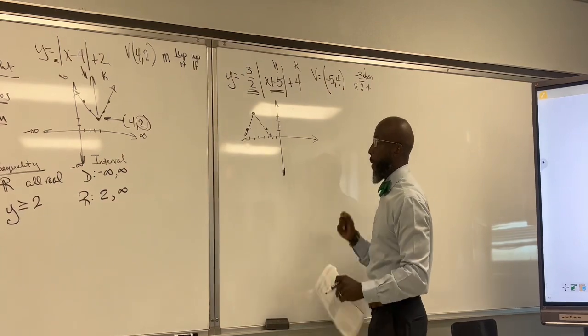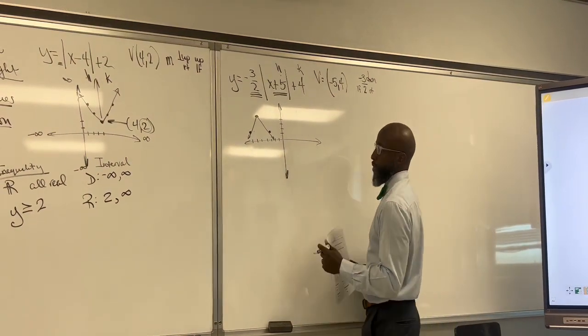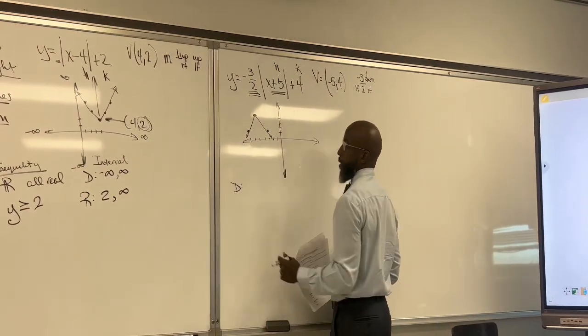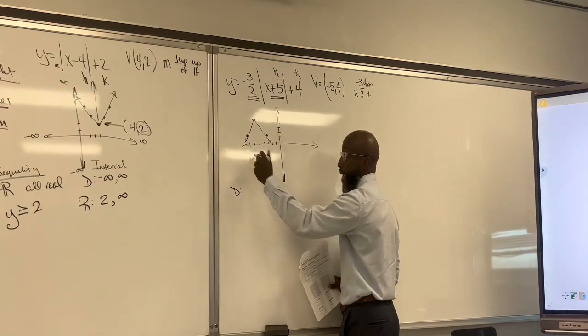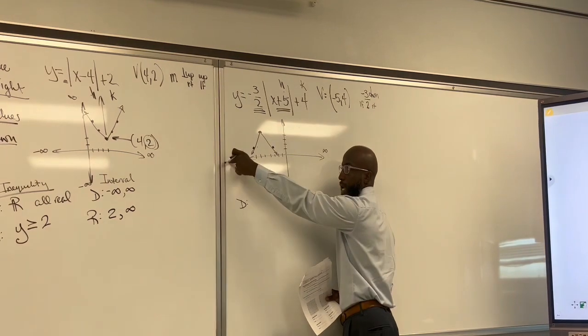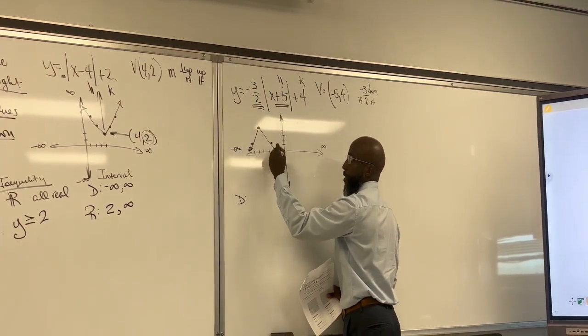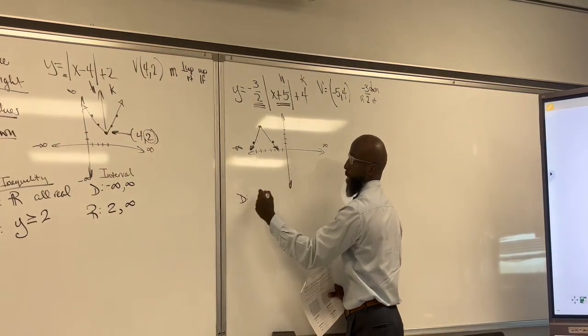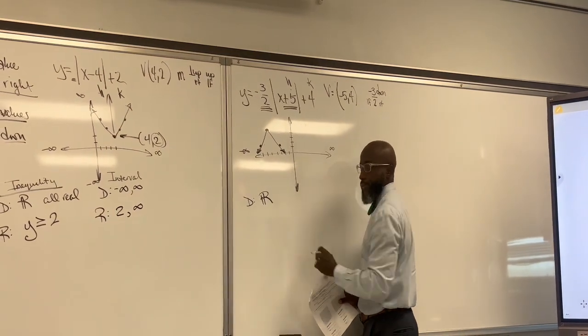All right? So, let's talk about our notation, our domain. So again, the domain is going to approach negative infinity. You see these arrows here. And positive infinity. So that's going to be all real numbers.